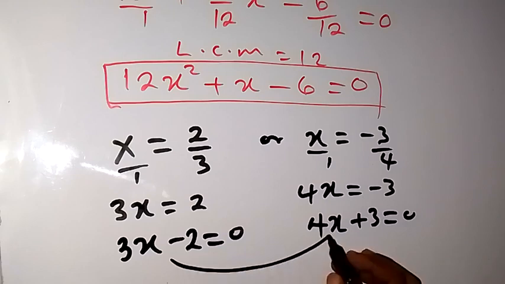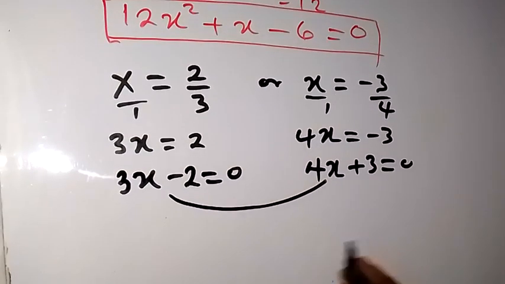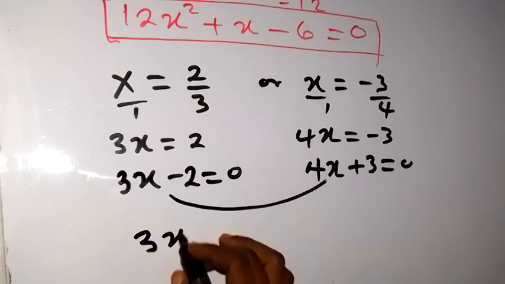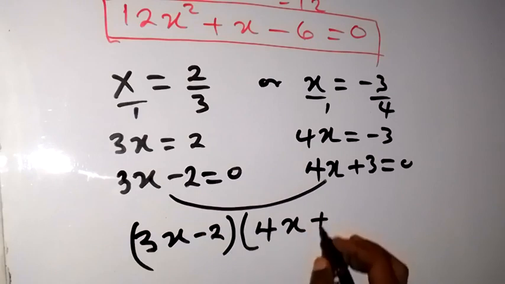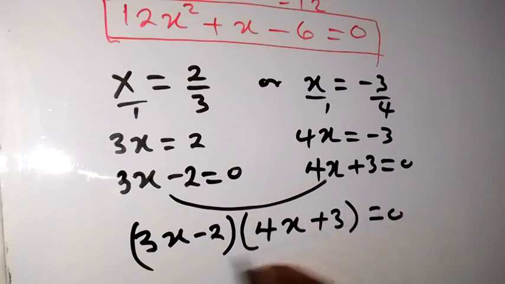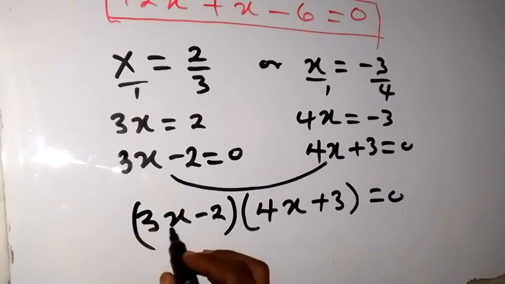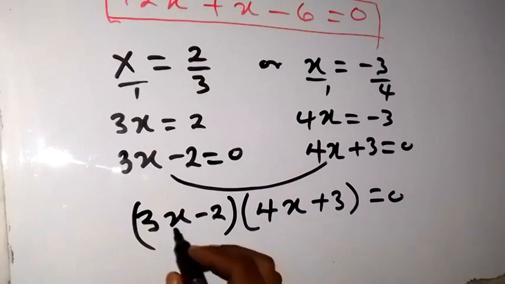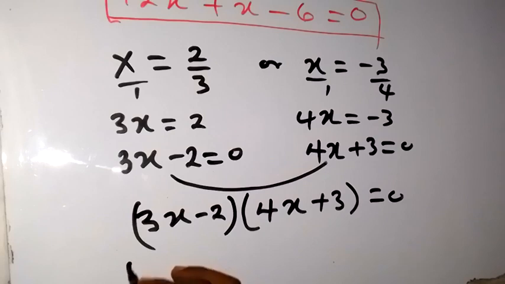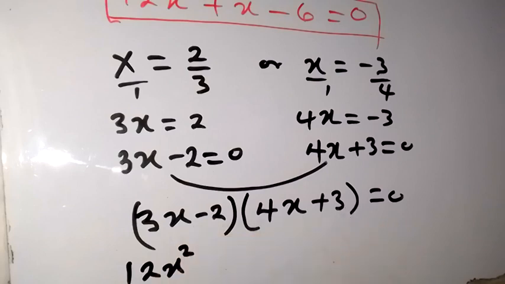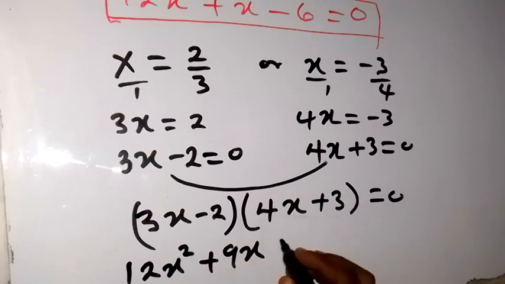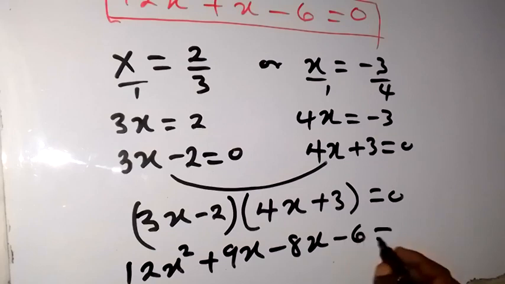Now these two we multiply together, then we equate it to 0. So we have 3x minus 2, we multiply 4x plus 3, then equal to 0. By the time we open this now, we can see clearly here that we can use 3x to open first. 3x will multiply these two. So we then have 12x squared, that's 3x times 4x. Then 3x will multiply 3, that's plus 9x. Then minus 2 open now, that's minus 8x. Then minus 6 equal to 0.